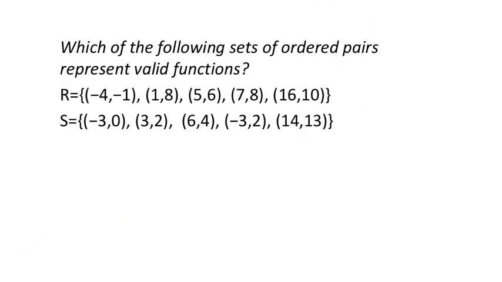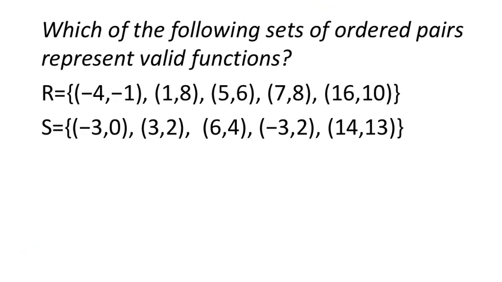So just to kind of emphasize this, we got two sets. Now this is a different way to show sets right here. It says the following sets of ordered pairs represent valid functions. So let's look at R first. We'll come back to S. But for now, let's just look at R. And remember, for every X value, you should have only one individual Y value, right?